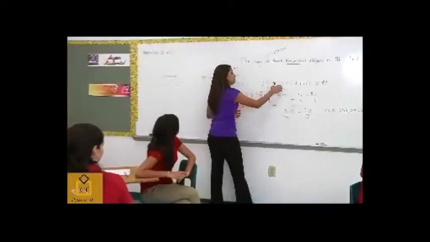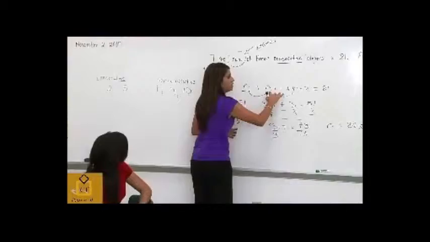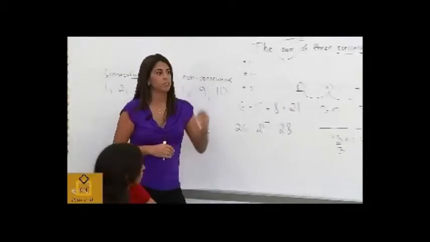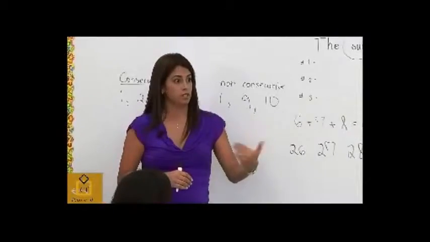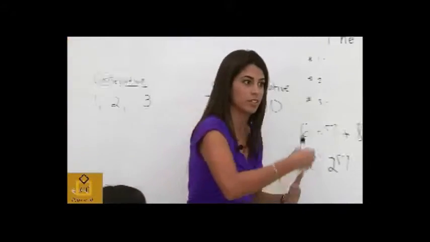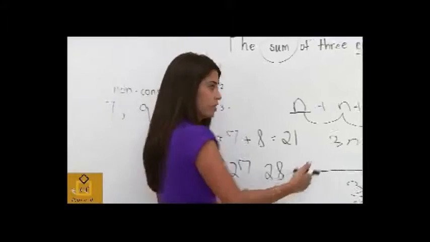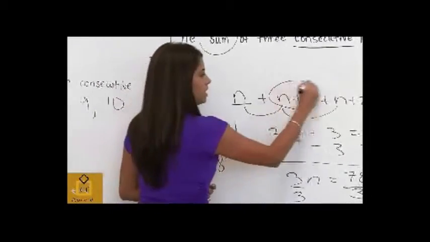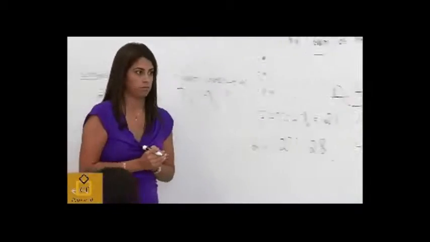Why would the second integer be n plus 1? It's a consecutive number. So it's the number you did plus 1. Right, plus 1. Great. So this would be the second consecutive integer.